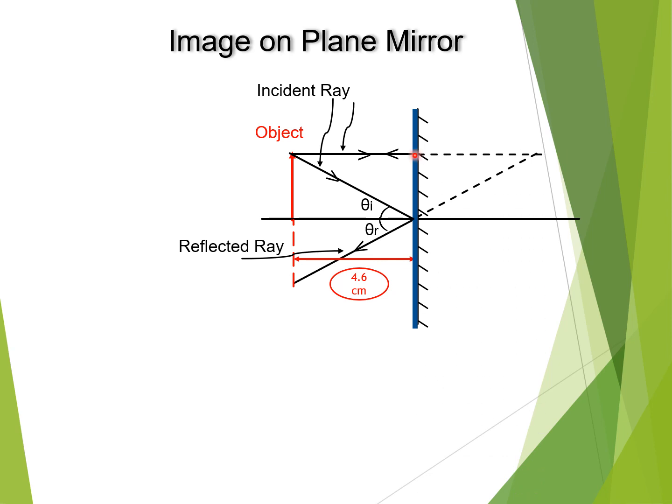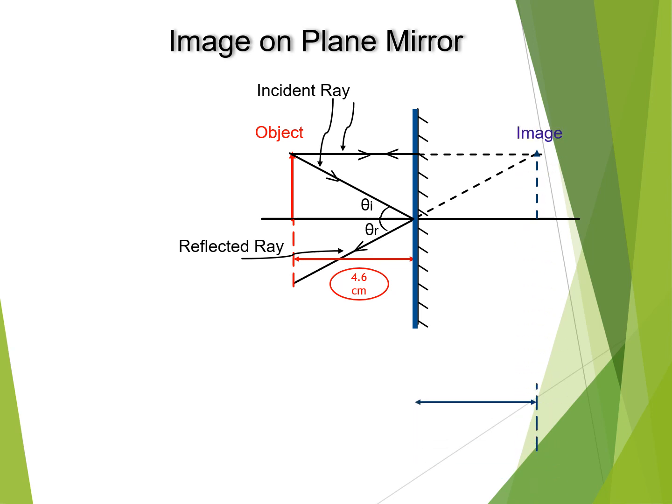Let us extend this reflected ray also. We have found that it has met here. So both these reflected rays have not actually met but appear to be meeting here. Once again, they are not meeting actually but appear to be meeting at this point. So at this point, virtual image shall be formed. So always in plane mirror you will have virtual image forming.